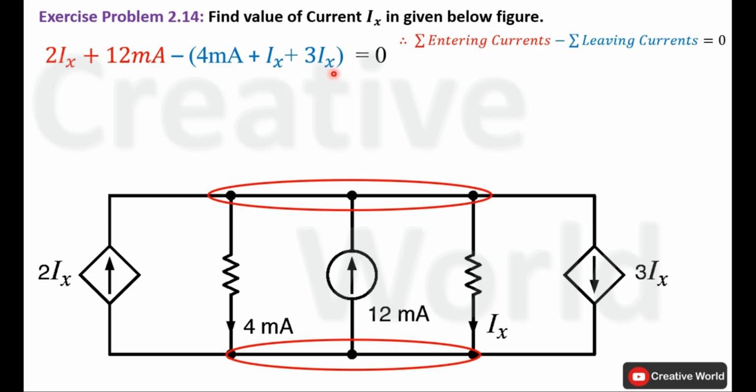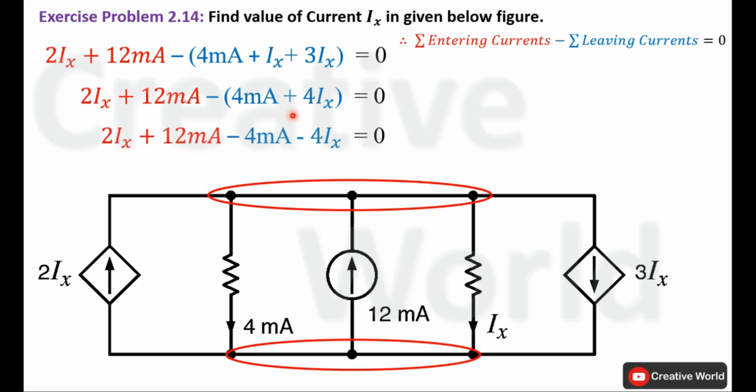First add 3Ix and Ix together. It will become 4Ix. Now open the brackets. Minus will multiply with both values and both will become minus: minus 4 mA and minus 4Ix. Now subtract 4 mA from 12 mA. It will become 8 mA. 2Ix plus 8 mA minus 4Ix is equal to 0.